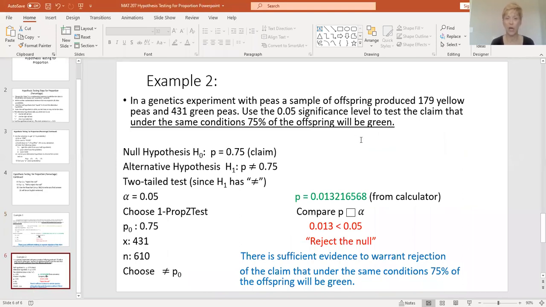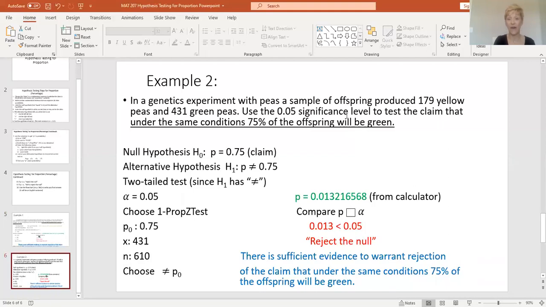In a genetics experiment with peas, a sample of offspring produced 179 yellow peas and 431 green peas. Use the 0.05 significance level to test the claim that, under the same conditions, 75% of the offspring will be green. Okay? So you're going to redo the experiment. This is what you expect to happen.